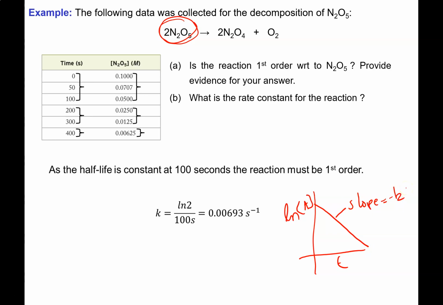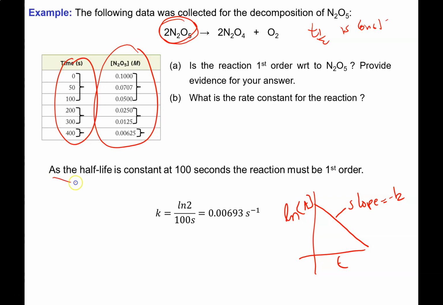But before I head down that pathway, because I know that t1/2 is constant for a first order reaction, I'm going to check for that. So let's have a look here, and what do I see? The concentration halves. And again, 0.050 to 0.025, it halves. 0.025 to 0.0125, it's halving. So they've set this up so that you don't need to do the plot, and you can just eyeball it from here and see that as the half-life is constant at 100 seconds, the reaction must be first order. So you don't actually need to make the graph in this particular case.